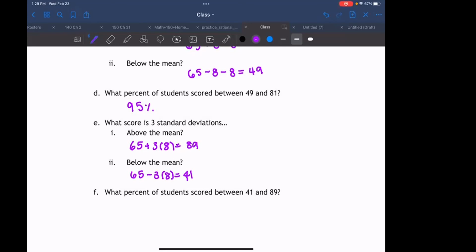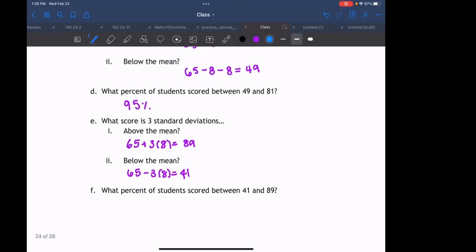Okay, so I got Alyssa to write up her answers here. I like how you did 3 times 8, right? So I think Alyssa realized that instead of writing minus 8 or plus 8 plus 8 plus 8, you can just combine that into 3 times 8, which is really good. If that doesn't make sense to you, we can always write this 65 plus 8 plus 8 plus 8 and get 89, right? So either way of writing it's totally fine. Okay. So what percent of students scored between a 41 and an 89? 99.7, awesome.